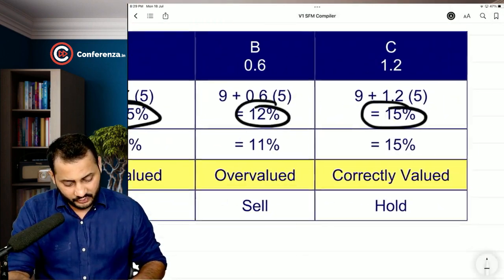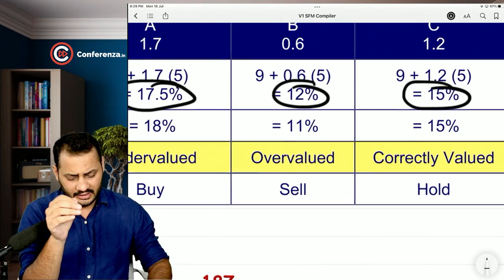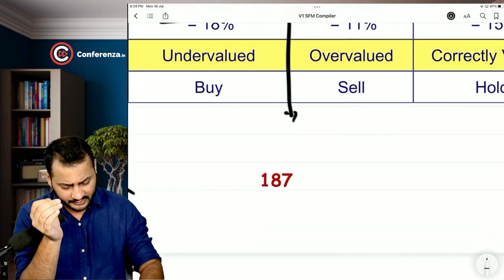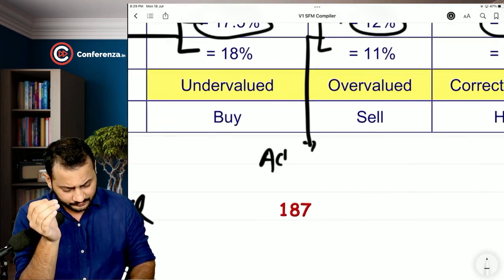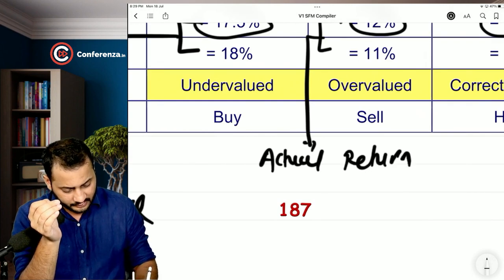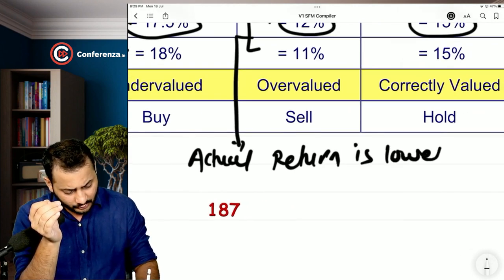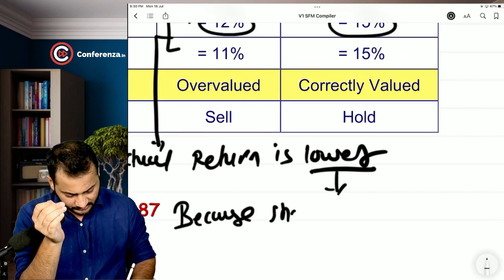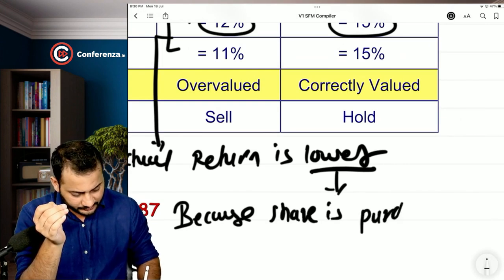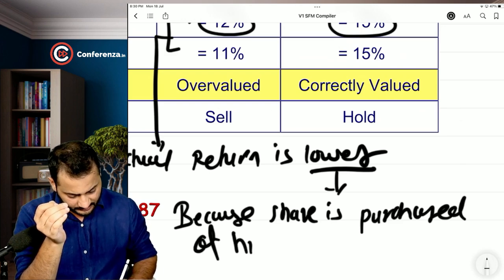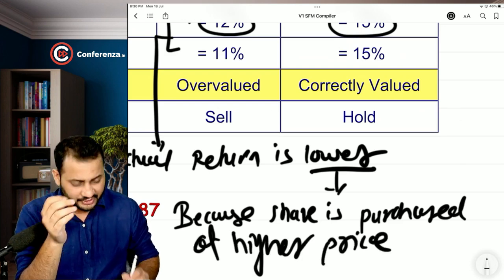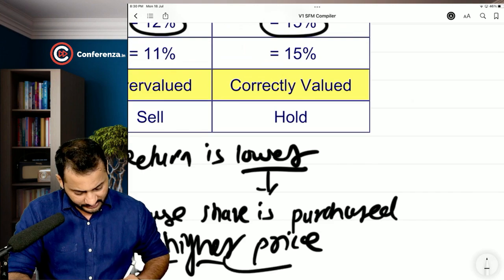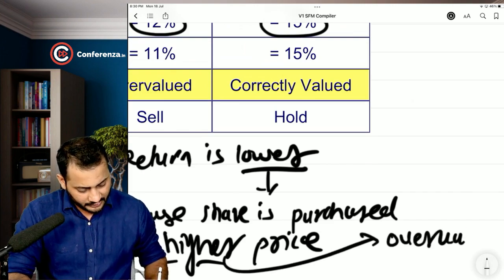In the similar way, we are going to look at the B part. You can clearly see that the required return is 12% and you are only getting 11%. Actual return is lower. Why is the return less? Because the share is purchased at a higher price. Whenever you buy a share at a costlier or anything at a higher price, the returns will be lower. And because the shares are purchased at a higher price, it will be called overvalued.